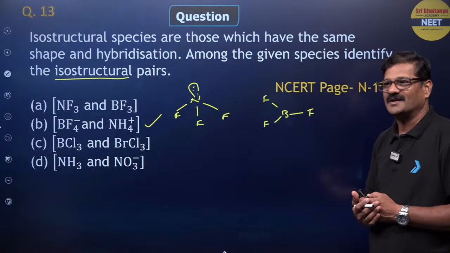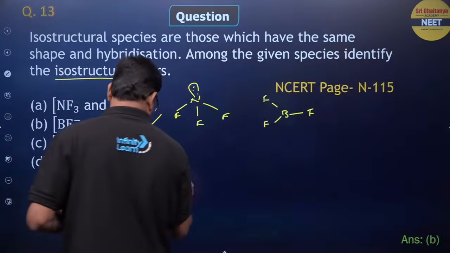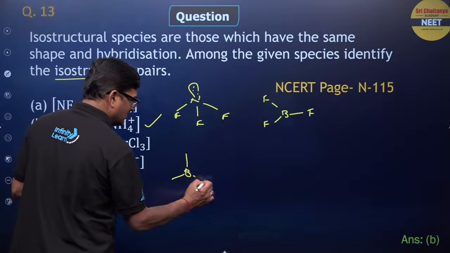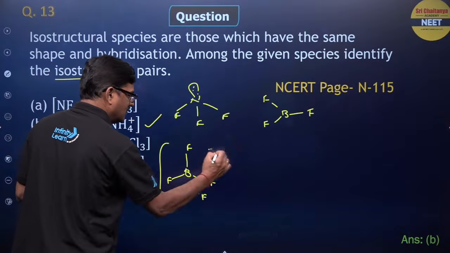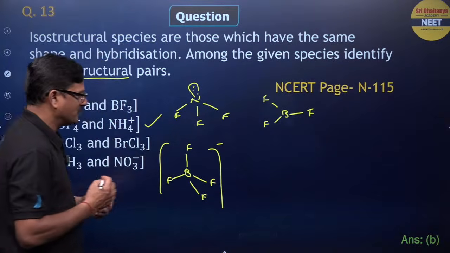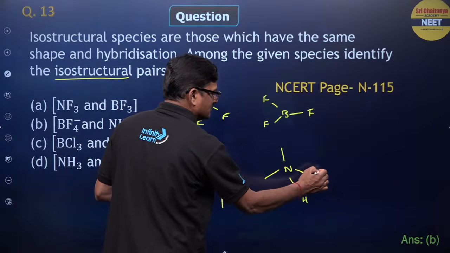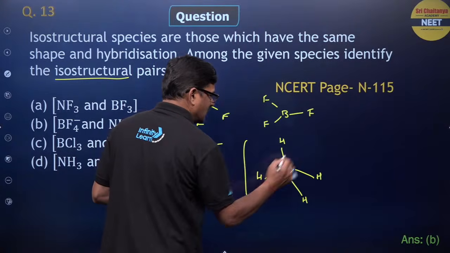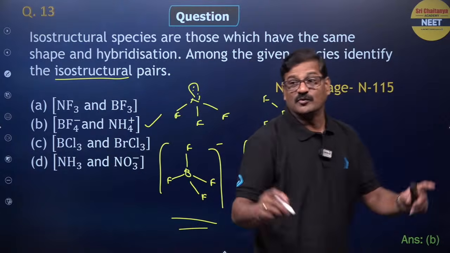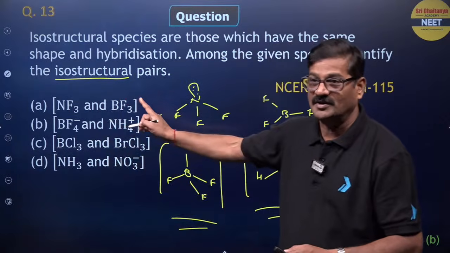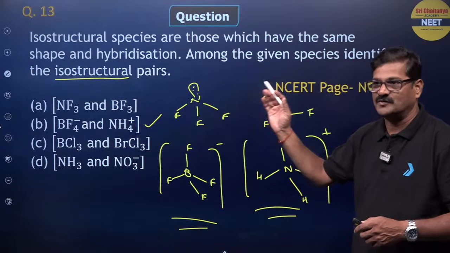Understand? That's perfect. And BF4 minus, B with F, F, F and F and minus, and NH4 plus. It is going to be tetrahedral. It is going to be tetrahedral. So both are having the same shape. So I would opt for this question as option B. Fine. If you have any doubts, please let me know. Other things also I am ready to show.